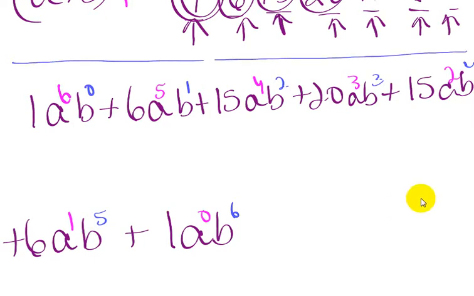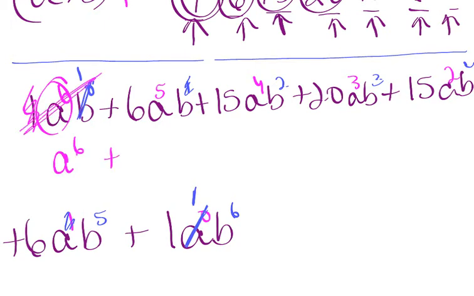Now, let's clean this up. B to the 0 power is just 1. Anything to the 0 power is just the number 1. So there's an a to the 0 there, that's just 1. Anything to the first power is just itself, right? So you can get rid of that. So we don't need that 1 coefficient. The first term is just a to the 6th times 1, which is just a to the 6th. So that one's simplified now.